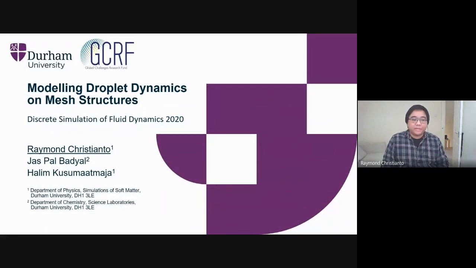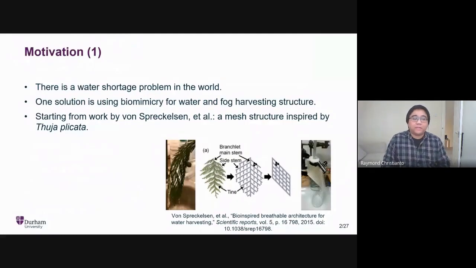Hello everyone. My name is Raymond Christianto. I am from Durham University, and this morning I'm going to present my work about modeling droplet dynamics on mesh structures. So my motivation is that currently there is a water shortage problem in the world. It's happening not only in developing countries, but also in developed countries. There are a lot of solutions which can be used, but one solution which we want to use is biomimicry, to design a structure which can be used for water and fog harvesting.